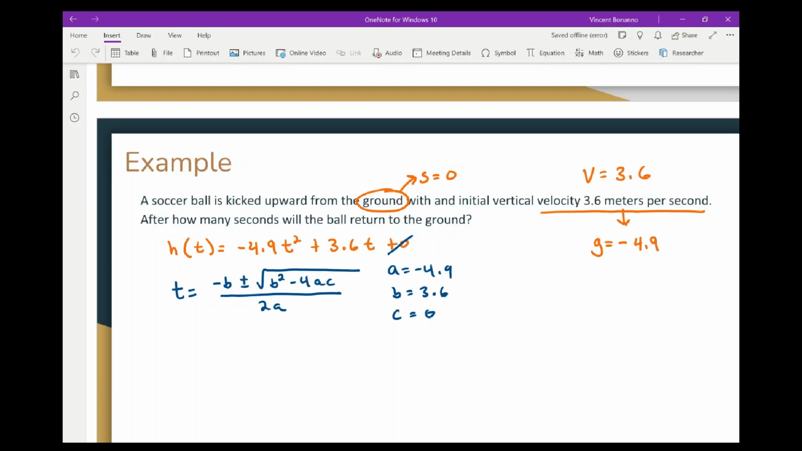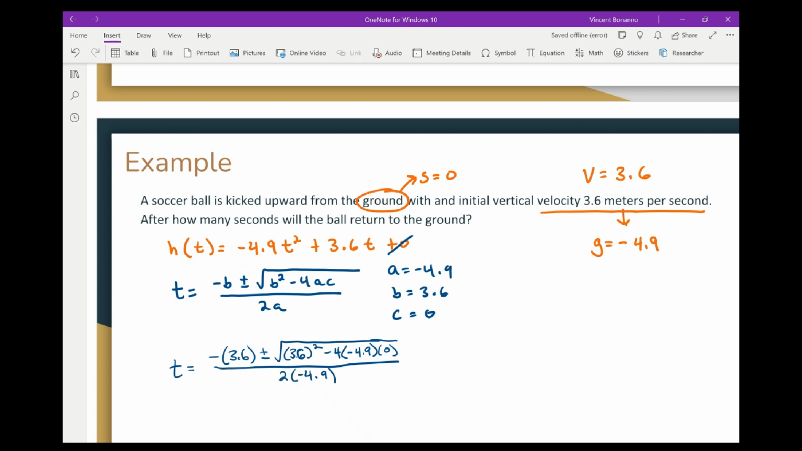All right, and now that we identified those, we can plug those right into this formula. So let's take a look. So we have t, and then we have negative b, so that's negative 3.6 plus or minus the square root of 3.6 squared minus 4 times a, which is negative 4.9, times c, which is just 0. So that's going to end out nice in a second. I'll show you how. And then we have 2 times negative 4.9.